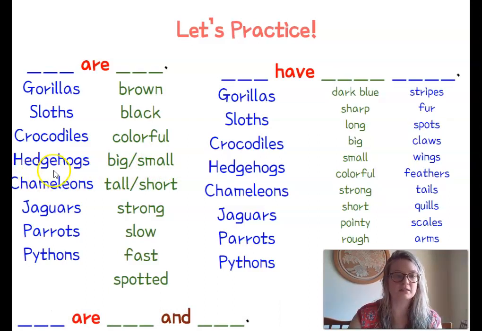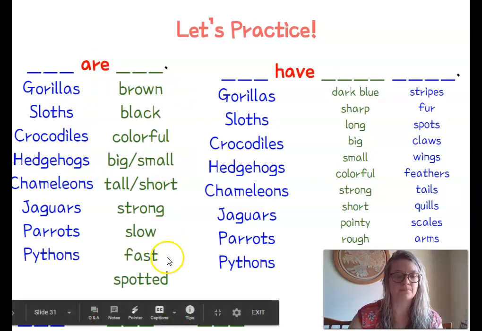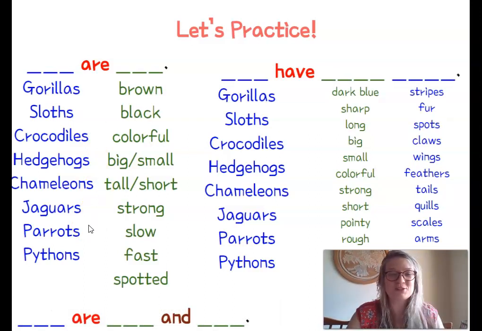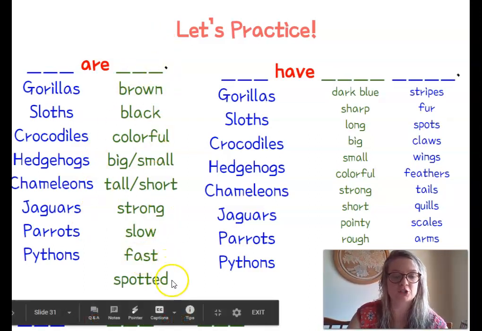Hedgehogs. Come up with your sentence to describe a hedgehog. Hedgehogs are... I was thinking I might use an adjective that's not on this chart. I might say hedgehogs are pointy or hedgehogs are sharp. Remember, you can always use more language than what's on our chart. These are just some ideas.